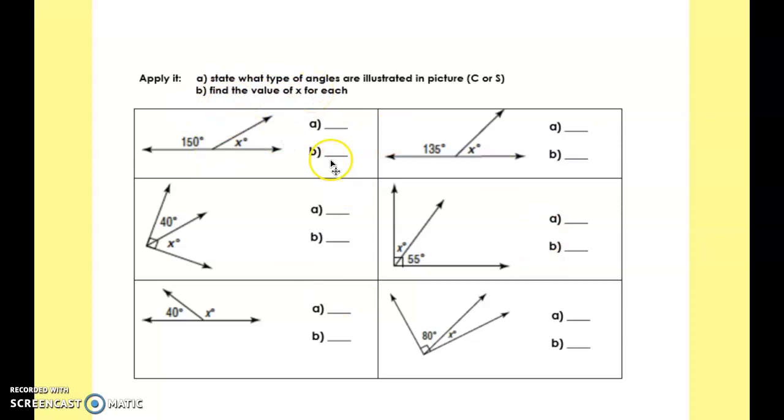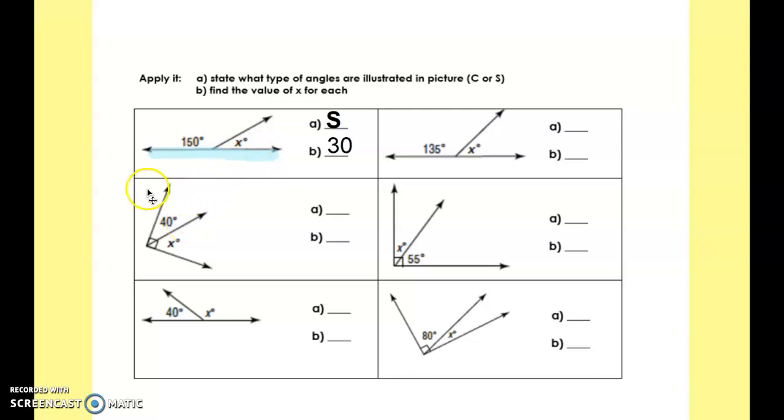All right, so looking through, let's start with this first one. You should notice that it's got a straight line here at the bottom, which means it is 180 degrees. According to our definition, that is supplementary. To figure out the measurement, 180 degrees, if I take away 150, so 180 minus 150 is 30. So the value of X in this problem is 30.